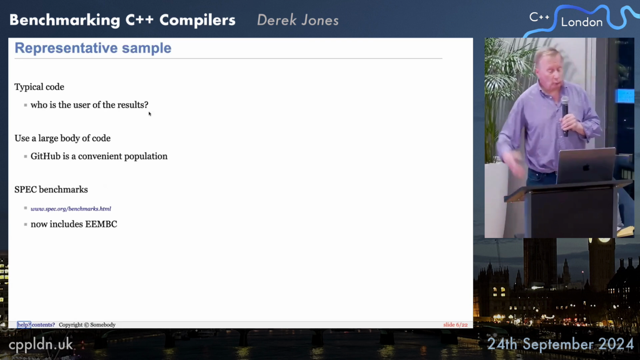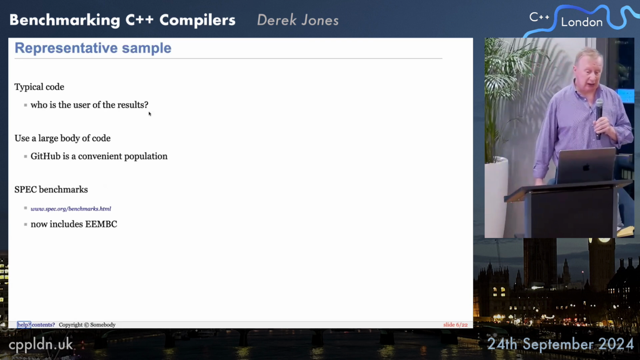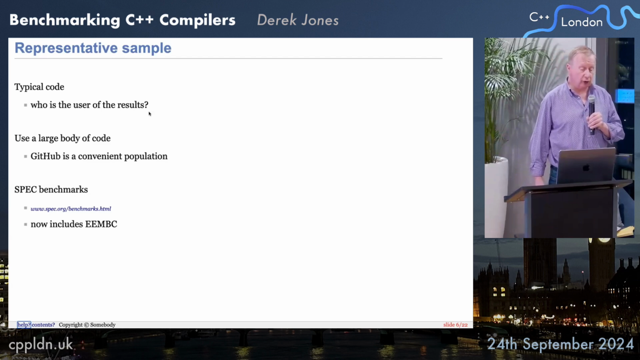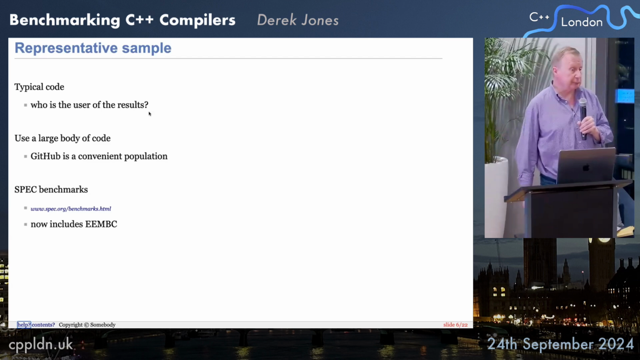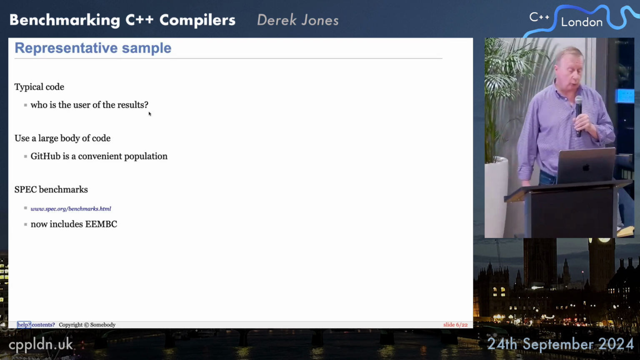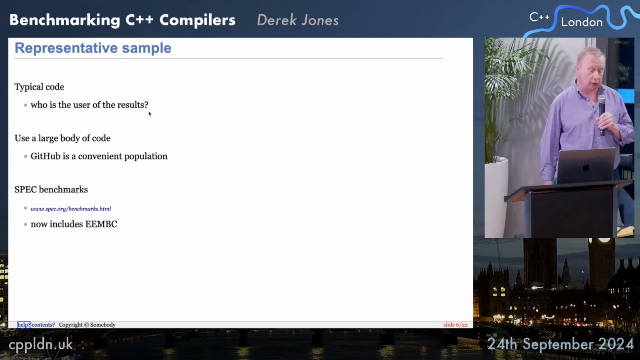So what is a representative sample? It's typical code. You've got to ask who's the end user of the results. When you're reading papers by academics where they analyze code, they typically go to GitHub. There's loads of code on GitHub, let's go and get it. That's really a convenient population for them to grab the data. A popular benchmark for measuring the performance of compilers is the SPEC benchmarks. You can download all the benchmarks and all the results. There was an organization for the embedded world, but now they've joined SPEC, so it's all within the same organization.